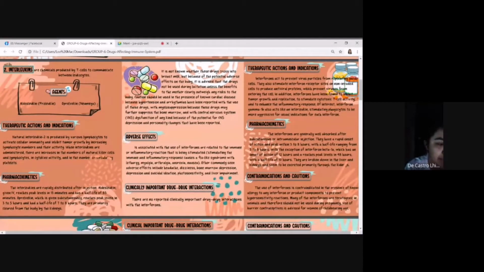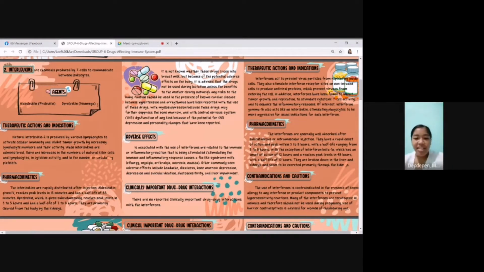Next is pharmacokinetics. The interferons are generally well absorbed after subcutaneous or intramuscular injection. They have a rapid onset of action and peak within 3 to 8 hours, with a half-life ranging from 3 to 8 hours, with the exception of interferon beta 1a, which has an onset of action of 12 hours and reaches peak levels in 48 hours, with a half-life of 10 hours. They are broken down in the liver and kidneys and seem to be excreted primarily through the kidneys.